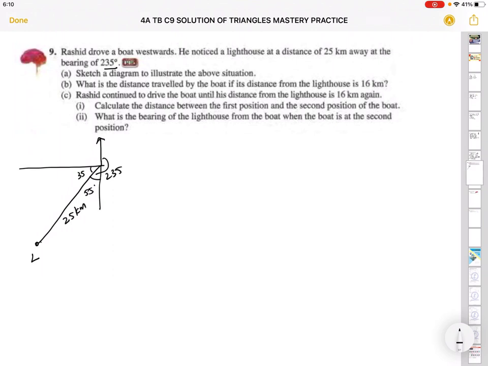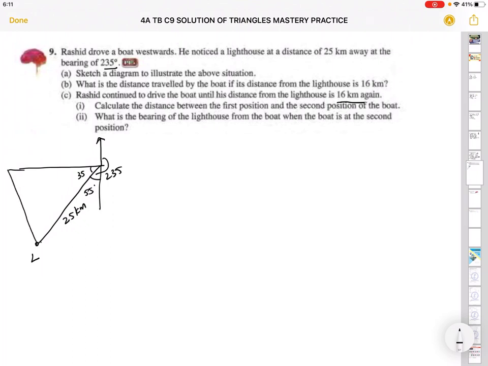Now, you're supposed to sketch a diagram. I suggest you read the whole question before you draw the diagram, because when you read part A, it's quite limited information, right? You don't know how far you drive, you know that lighthouse is 25 km away. So you read the whole question. They say, what is the distance travel when it's 16 km? Okay, 16 km. He continued to drive until it reaches 16 km again. So that means this is a case of ambiguity. Now we have two positions, right, with 16 km.